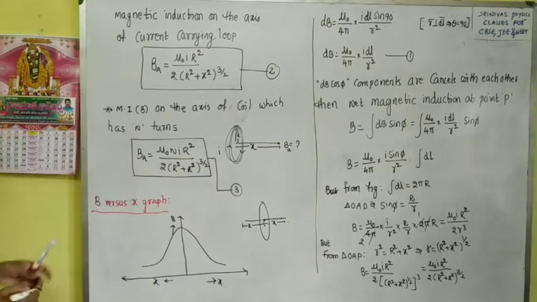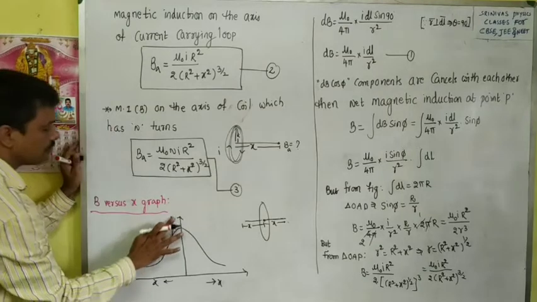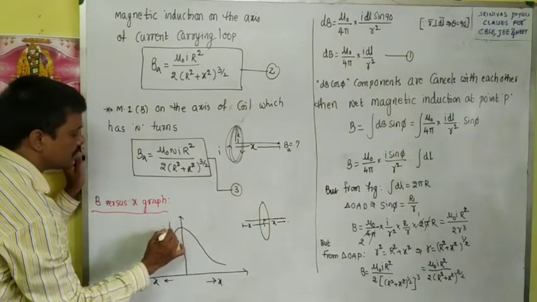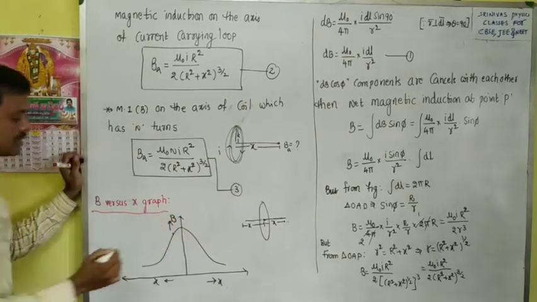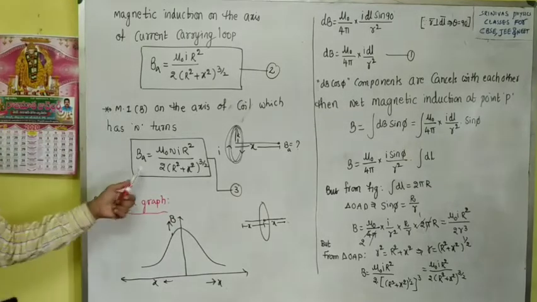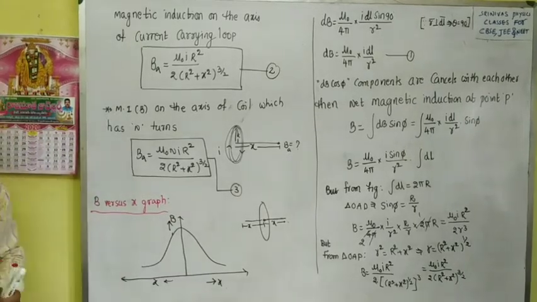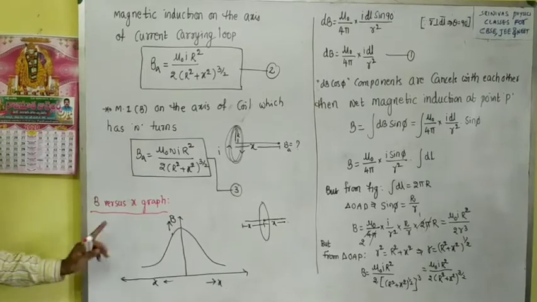Very important graph. You will get this graph for 1 mark. Okay? B versus X. This topic is also very important. With this derivation, you will get 3 marks. Okay? B versus X graph, this one.